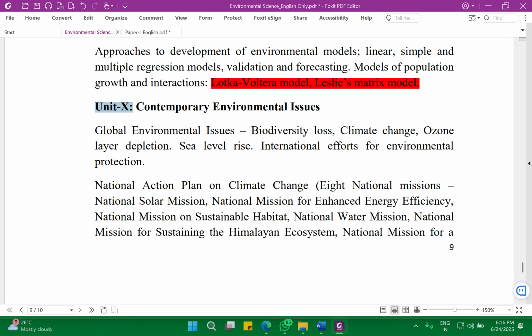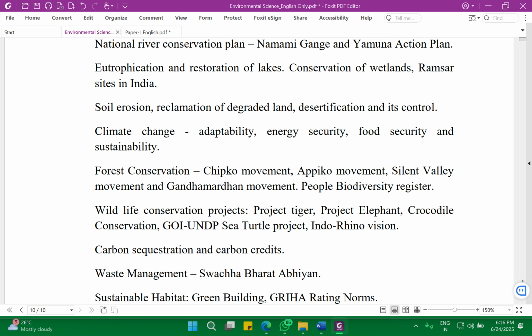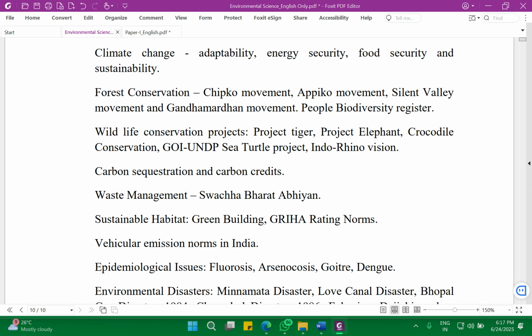And for this 10th unit you have to go through the recent updates, like some projects, some missions, what is the current status, how much energy we need to achieve, how much we have already achieved, what is the target. We may expect some questions related to Viksit Bharat. So those kinds of things. Then you can go through these projects.